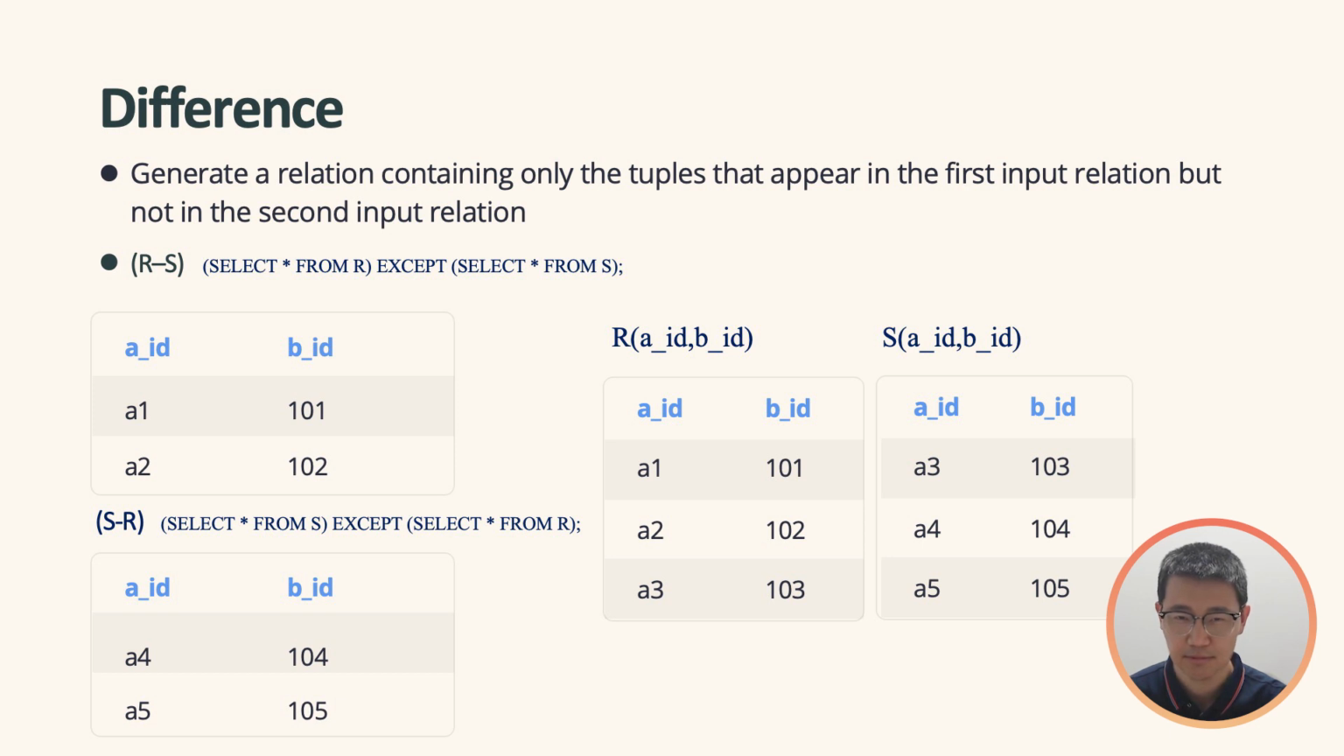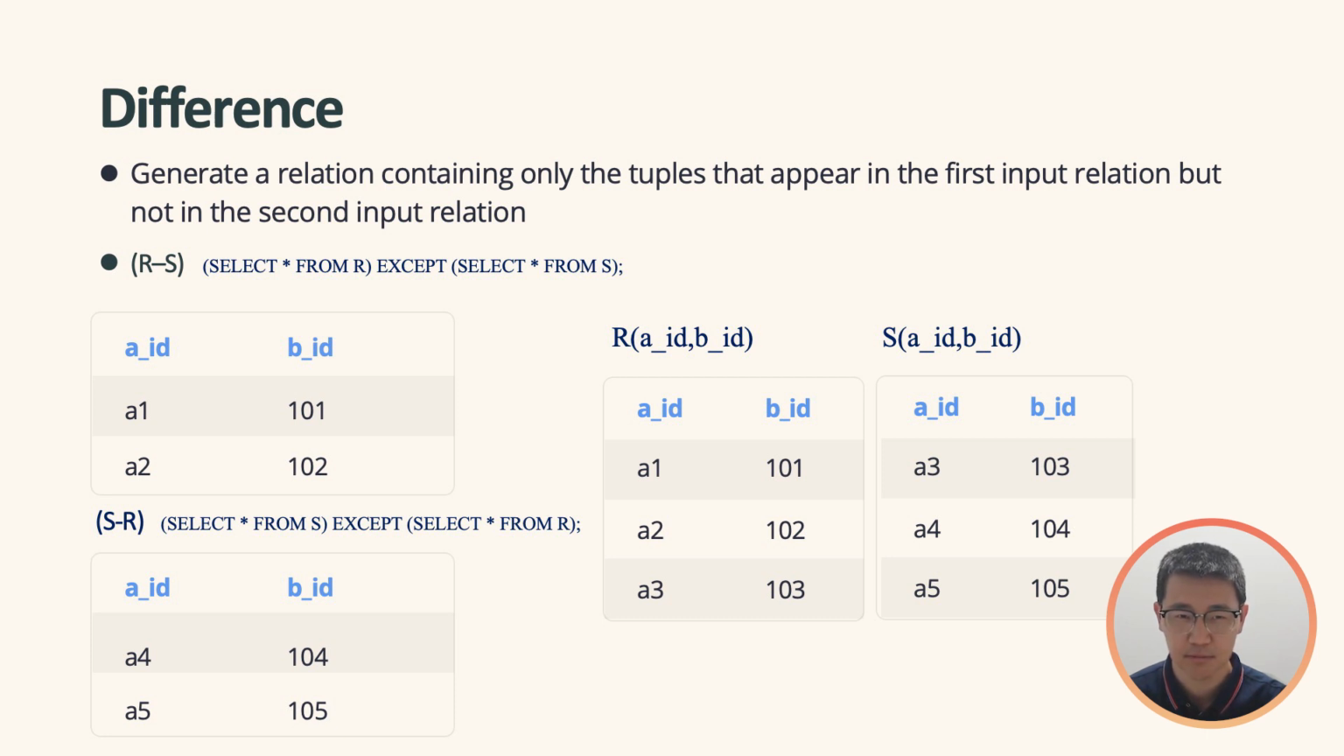There's also the difference operation. It involves inputting two relations and outputting a relation that includes all tuples that appear in the first relation, but not in the second. That essentially forms a complementary relation. For example, with R minus S: select star from R except select star from S. The result will be the tuples that appear in R, but not in S.